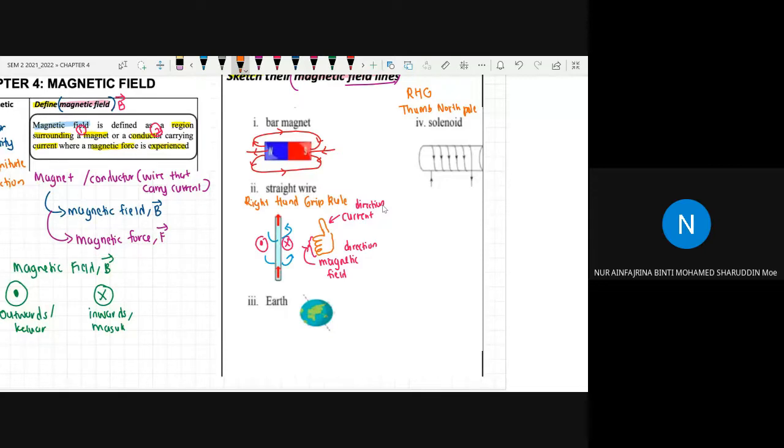Okay, now kita akan tengok untuk solenoid dulu, baru Miss akan masuk yang earth punya ya. So first solenoid, cuba tengok direction of current dia adalah ke bawah. So ini adalah direction of current. Okay, Miss nak korang letak tangan korang ikut direction of current. Okay, and your thumb will be your north pole.